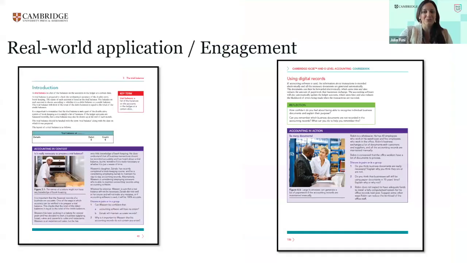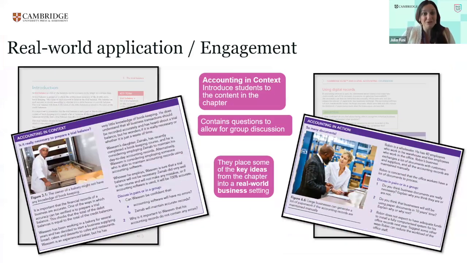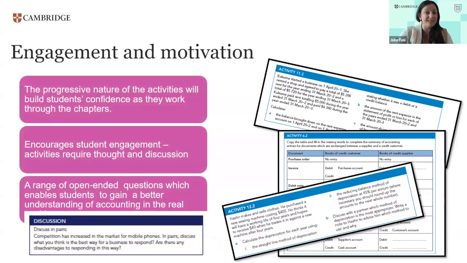So the new edition of the coursebook has been updated to include more real-world application and provide additional engagement in class. So if you are familiar with our recently published A-level coursebook from Cambridge, you'll recognise the new features here. So we have Accounting in Context, which introduces students to the content of the chapters, as well as Accounting in Action, which places key ideas into real-world business settings, with opportunities for students to discuss talking in small groups. They also provide links to a range of real-world examples illustrating how important accounting is in business.